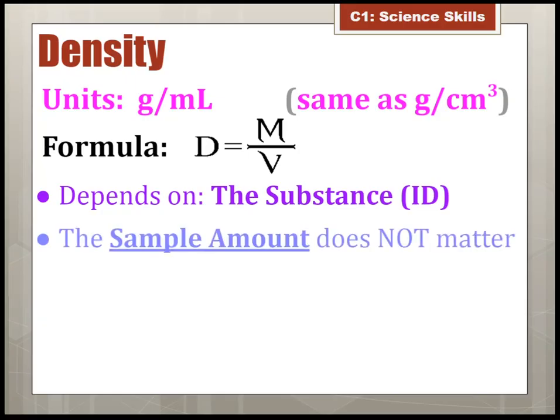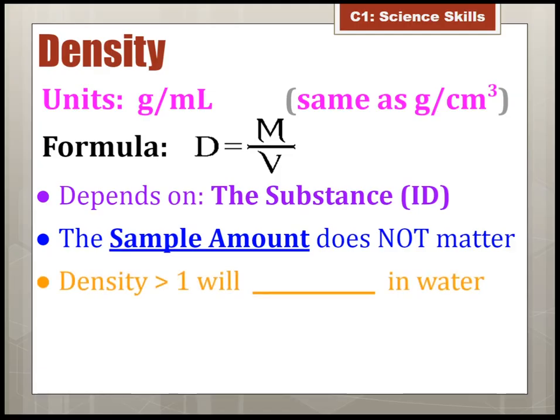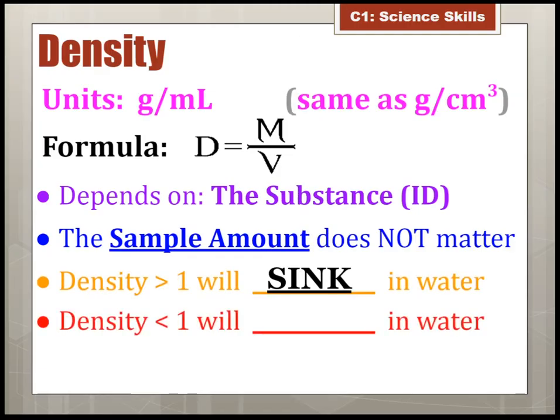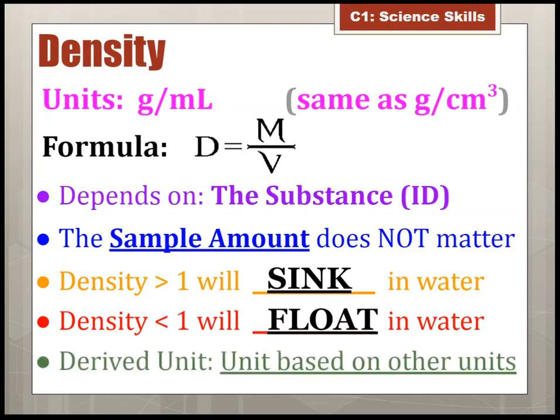This depends on the substance, it doesn't care about how much of it we have. A tiny little cube of lead has the same density as a pickup truck full of lead. It's all 11.34. If the density is greater than 1, it will sink in water. If it is less than 1, it will float in water, because water has a density of 1. So this determines whether something sinks or floats, which is pretty cool.